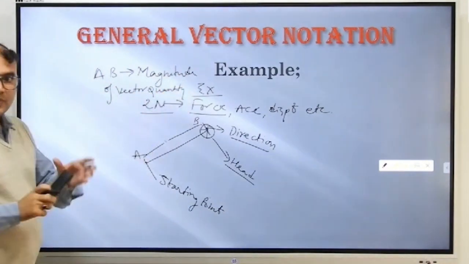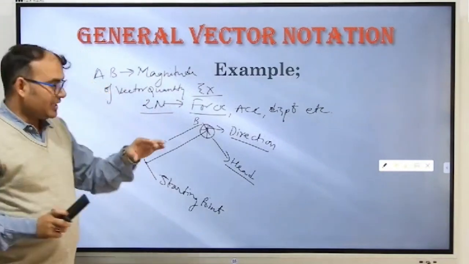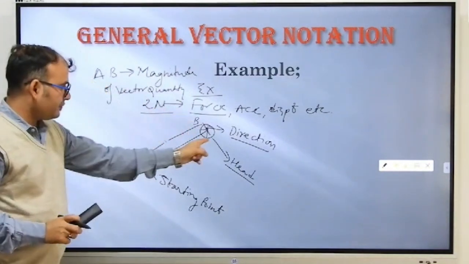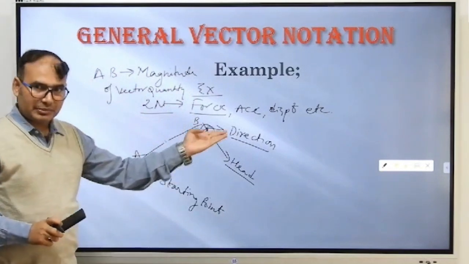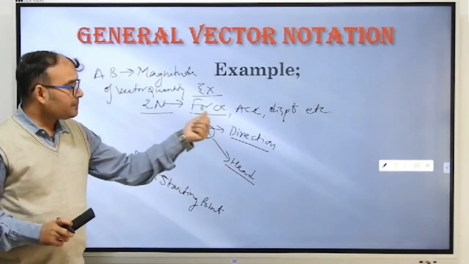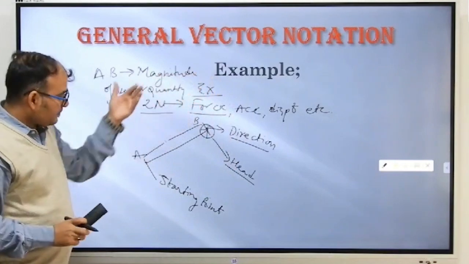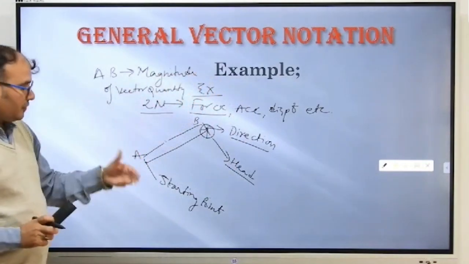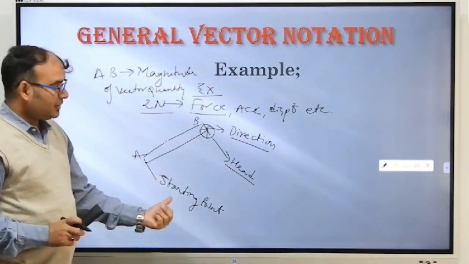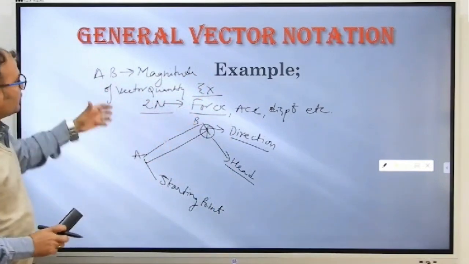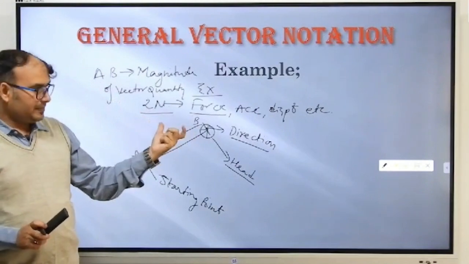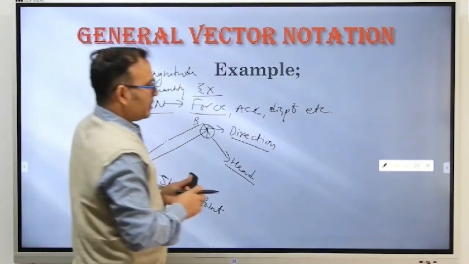So what I told you: the vector is represented by an arrow, and the direction of this arrow, that means the head, will give you the direction of that particular vector. The tail of the arrow will give you the starting point of the vector, and the length of this arrow will give you the magnitude of the vector. I'm giving you another example.